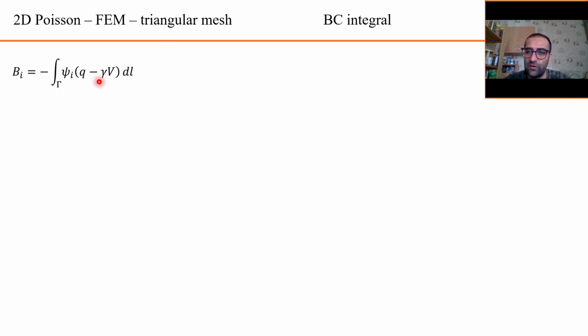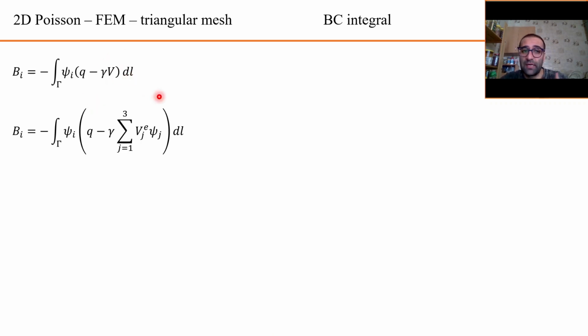When gamma is 0, q is some constant, and we need to calculate this integral. This is the Neumann boundary condition. When gamma is non-zero, again we have this relation, and v is some constant, gamma is some constant, and again we can calculate this integral. But for the case of the Dirichlet boundary condition, this boundary integral is 0 for all edges of the triangle.